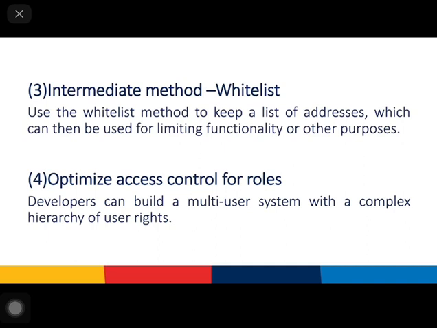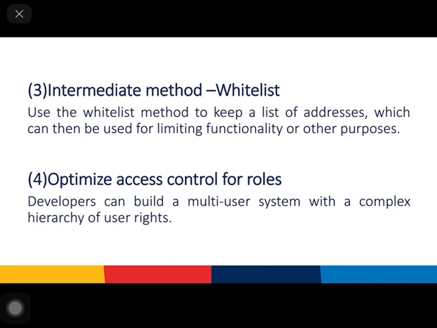Well, the third one I would like to talk about is the intermediate method whitelist, because we use the whitelist method to keep a list of addresses, which can then be used for limiting functionality or other purposes.